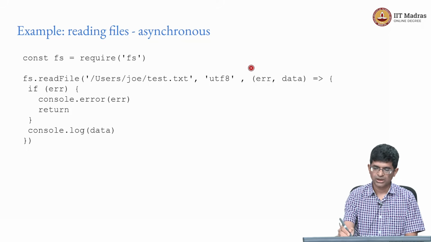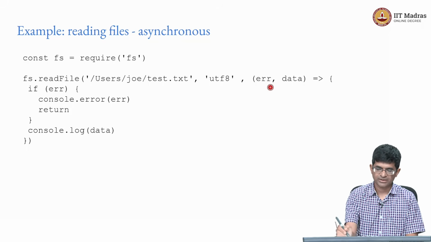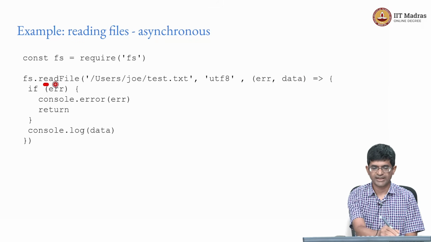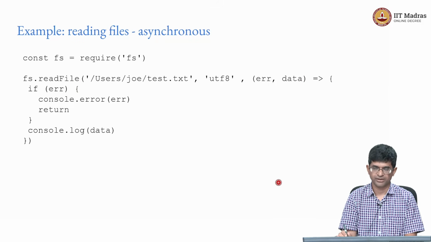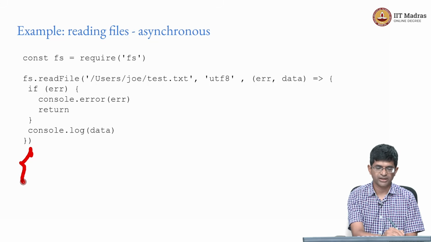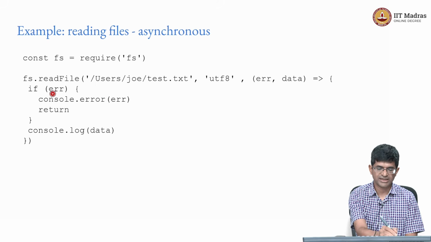What does it do? The callback is going to get two parameters, err and data. This will be called only after this readFile has asynchronously completed, meaning that when I actually call this fs.readFile, it will exit from here and proceed. But once all of this is done, it will come back and execute this function. If there was an error, it will log the error and return, but if there was no error, it will log the data.